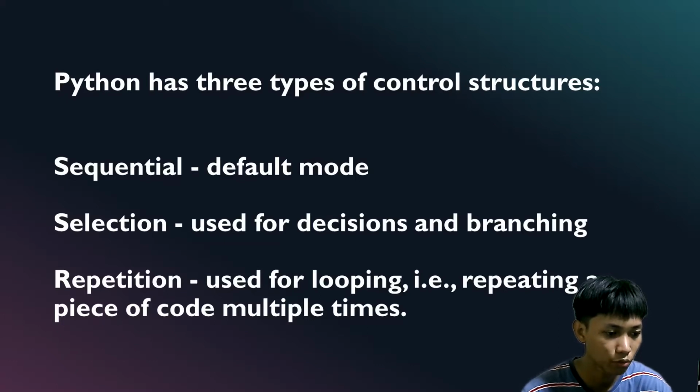So in Python, we generally have 2 loops, repetitive statements: the for loop and the while loop. A for loop is used to iterate over a sequence that is either a list, tuple, dictionary, or a set. We can execute a set of statements once for each item in a list, tuple, or dictionary.